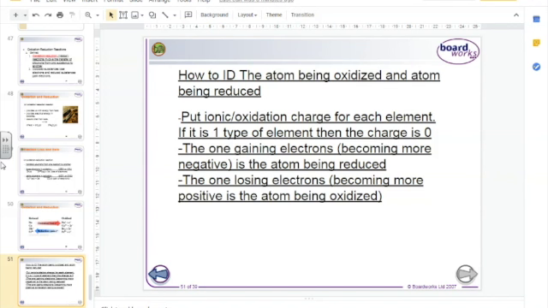So you put the ionic or oxidation charge for each element. If it is one type of element, then the charge is 0. So if there's only one element it's talking about, the charge is going to be 0. Everything else, you look at the periodic table, just like we did last unit, and you write the ionic charge for it. The one gaining electrons or becoming more negative is the atom being reduced. The one losing electrons or becoming more positive is the atom being oxidized.